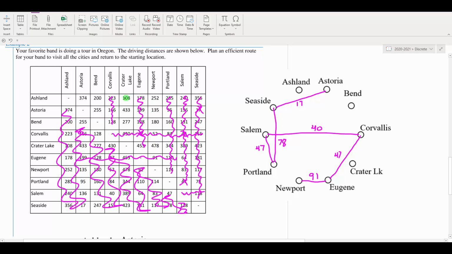Oh, there's a 108. All right, so let's see, 108, which is Ashland to Crater Lake. Here's Ashland. Here's Crater Lake. They're both degree 0 right now, so let's connect them. And we'll put a 108 on them. There we go. So nothing went degree 3, so we can't eliminate anything but the 108. We just use the 108. And we go to the next one. Let's see if we've got anything shorter here.